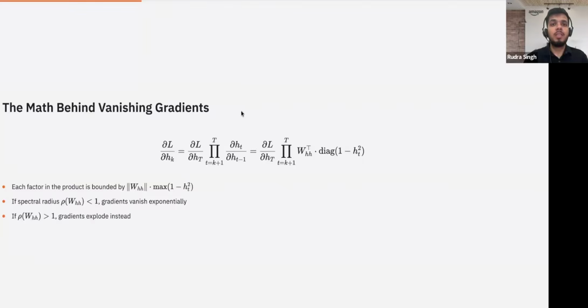So this one number, the spectral radius of W_hh, determines whether your RNN can learn long-range patterns at all or not. If it is much less than 1, then the gradient would start vanishing. If it is greater than 1, then it would start exploding, and you would need it to be around 1, which is very hard to guarantee in practice. And this is why in most practical scenarios, RNNs fail.